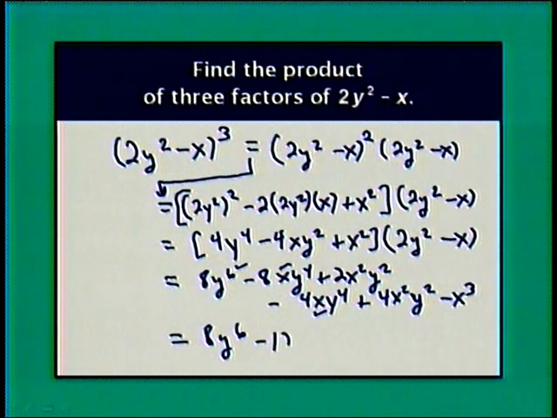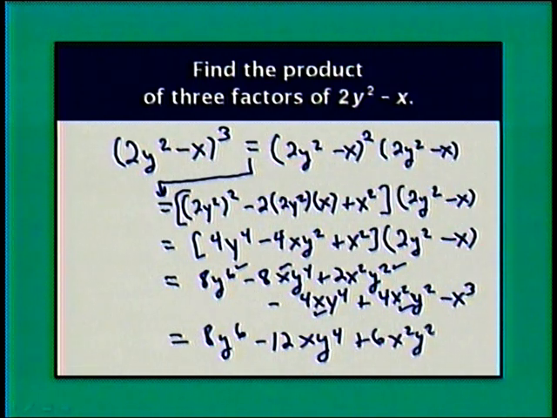So altogether, there's minus 12xy to the 4th. How about x squared y squared? Plus 2 plus 4, so that's plus 6x squared y squared. And then we're subtracting x cubed.